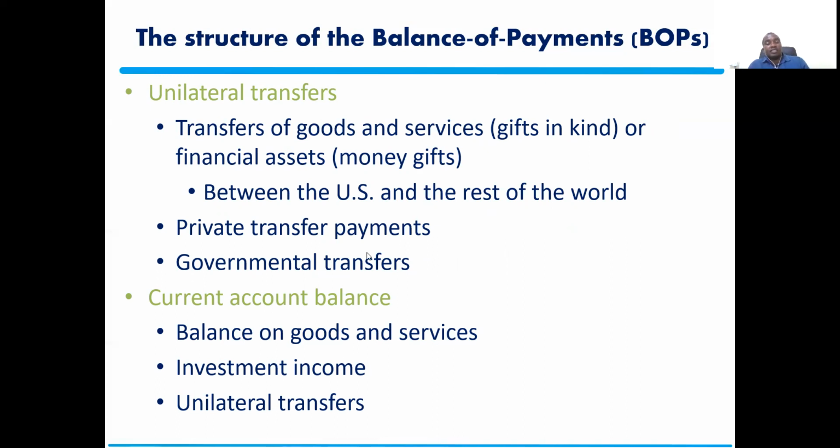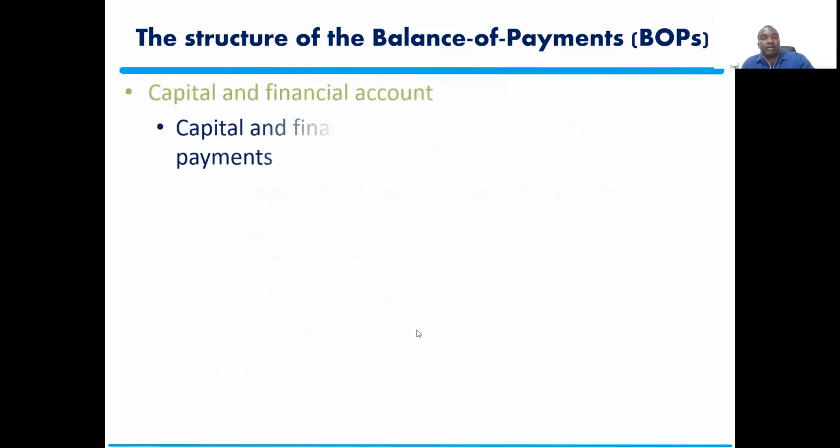The current account balance is a balance on goods and services, which includes net unilateral transfers and net investment income. So it means we take investment income from abroad and we subtract from it net investment income to abroad. And then we get a balance, which is called net investment income, which is added to the balance on goods and services. And then finally, we add net unilateral transfers, which are transfers from abroad minus transfers to abroad, which is net unilateral transfers. So if we add the three balances, we get the current account balance.